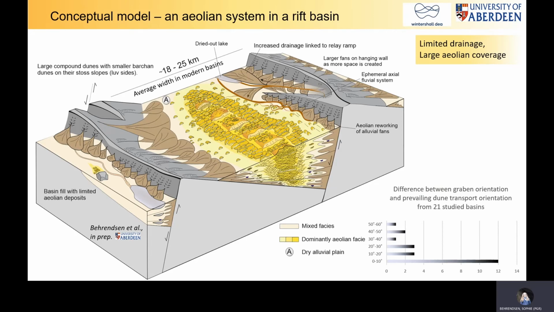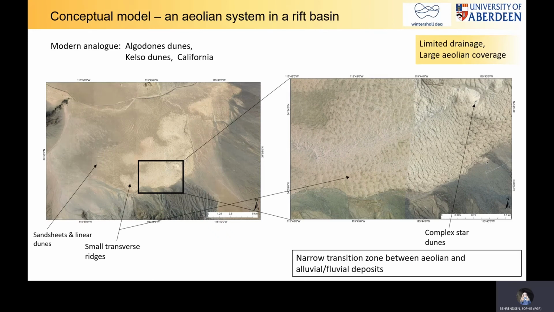So to combine our two main controls, drainage and aeolian coverage, we built 4 main conceptual models. So this is a conceptual model for a basin with limited drainage and large aeolian coverage. You can see the ephemeral axial fluvial system here. You can also see aeolian reworking of alluvial fans over here. And then we have our dunes increasing in size and complexity towards the dune field center. An example for this would be the Kelso dunes in California. We have here the small transverse ridges surrounding the complex star dunes. So again, increase in size towards the dune field center.